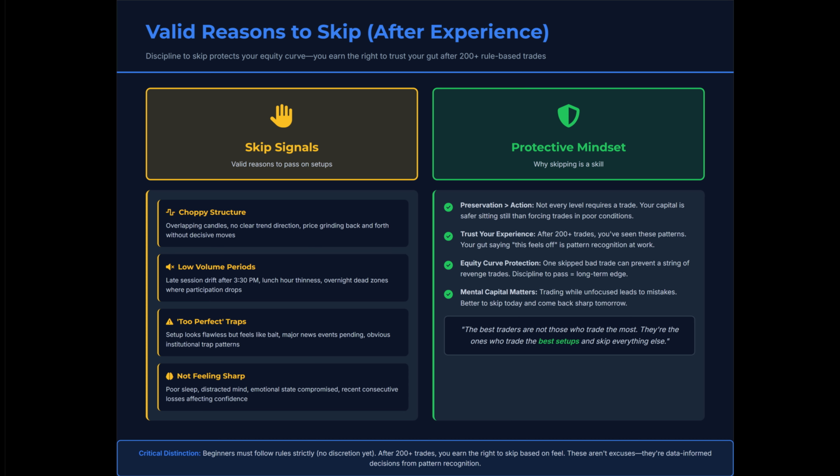Slide 31. Valid reasons to skip after experience. Part 2 of 3. Skip signal 4: not feeling sharp. The fourth skip signal is personal state, when you're not feeling sharp. This includes poor sleep, a distracted mind, compromised emotional state, or recent consecutive losses affecting your confidence.